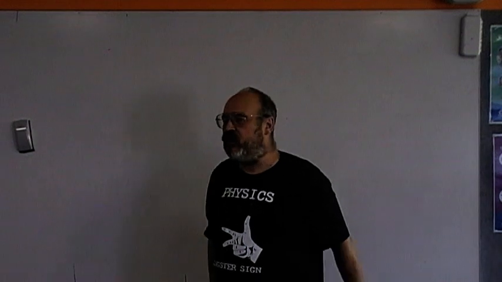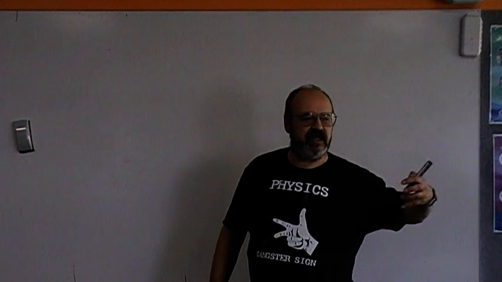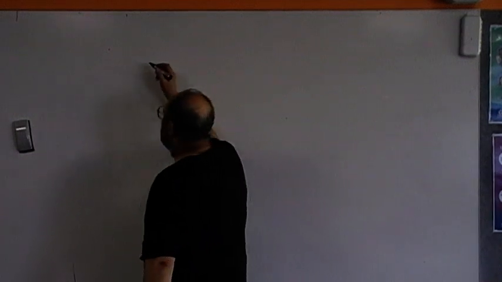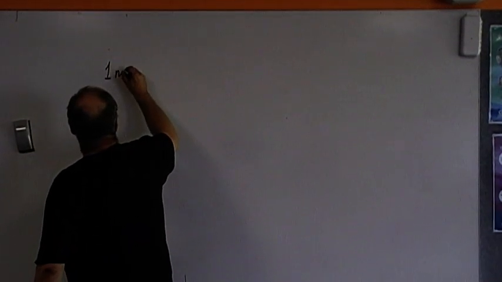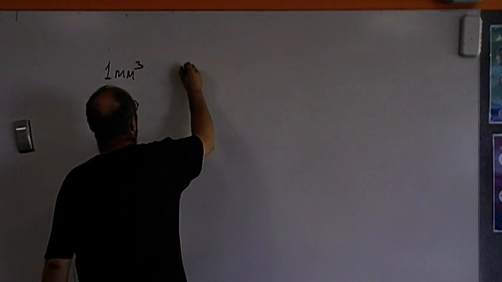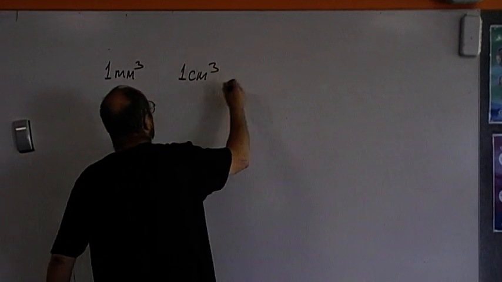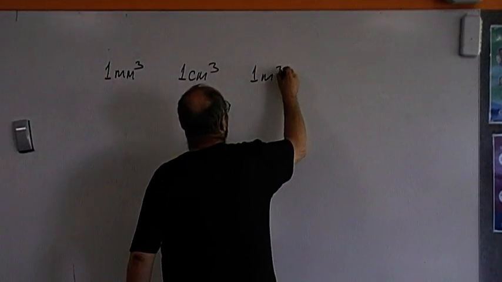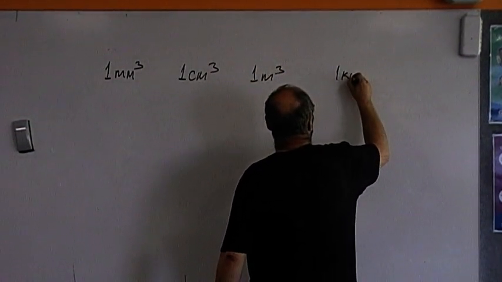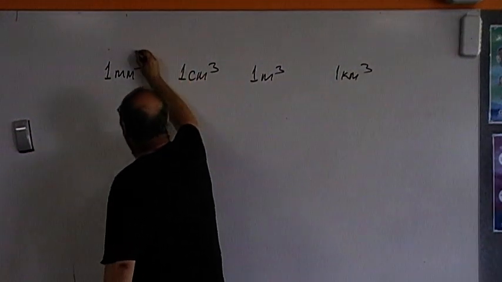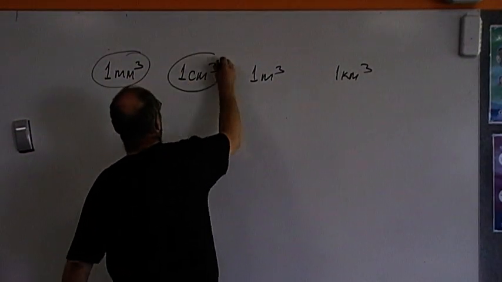If length is measured in centimeters, meters, kilometers, and area in centimeters squared, meters squared, then volume is measured in cubic units. So, what is the relationship between them? We have 1 cubic millimeter, 1 cubic centimeter, 1 cubic meter, and 1 cubic kilometer. And how do we convert between them?